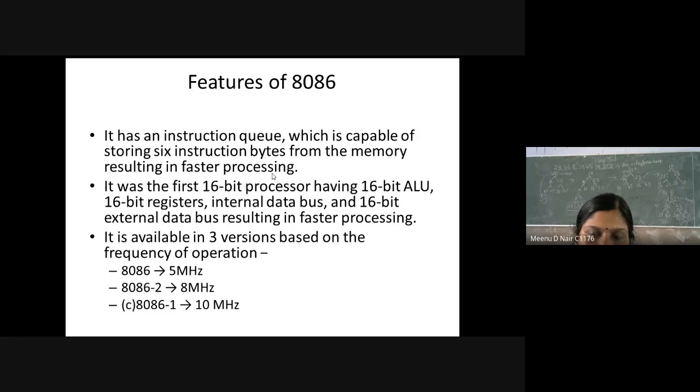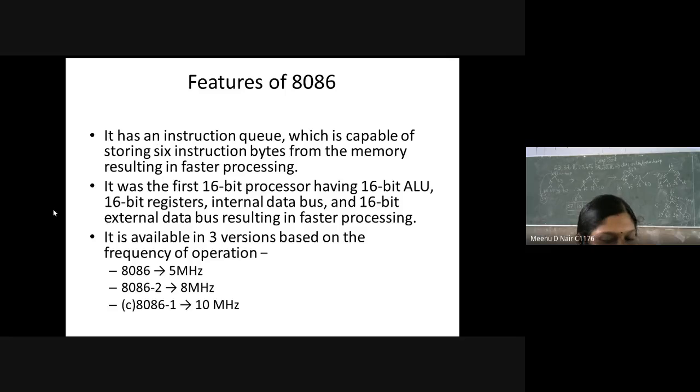But in the case of 8086, it can fetch more data from the memory, a maximum of 6 instruction bytes. So 6 instruction bytes means totally 6 into 8, that is 48 bits, can be stored at a time. So every time it can store 6 bytes of data. After the 6 bytes of data only, the address location has to go there and fetch the data from the memory. That is the advantage of this one. It will provide faster processing when compared to 8085.